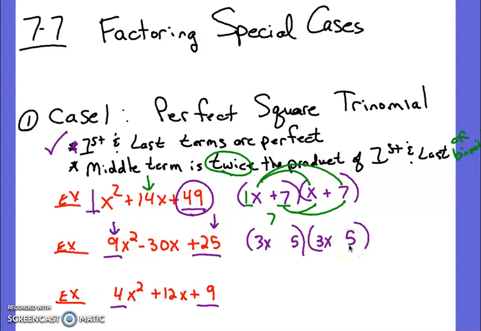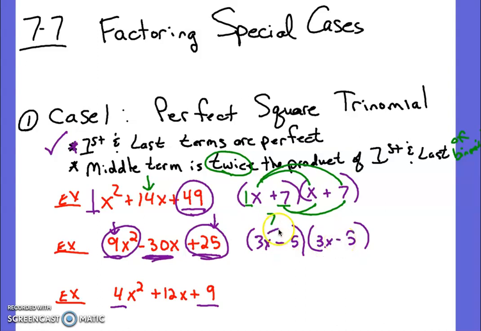Now, you need to be careful on this because a lot of students mess up the signs. If I put plus signs, when I multiply that out, it does give me 9x squared and it does give me positive 25, but it doesn't give me the middle term, negative 30. So that's why it's important to double check the signs. Both of these will be minus signs.